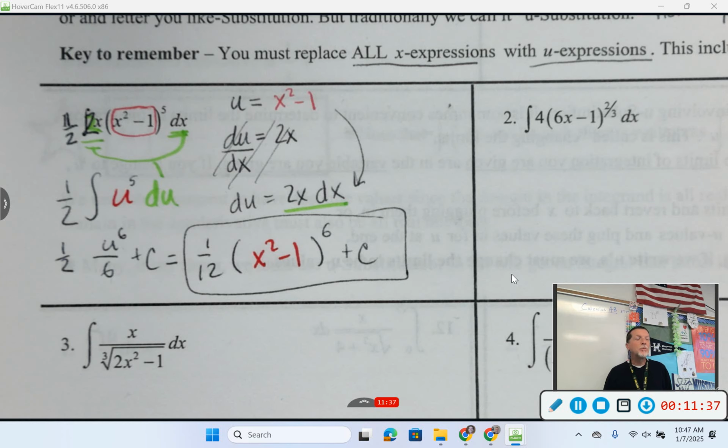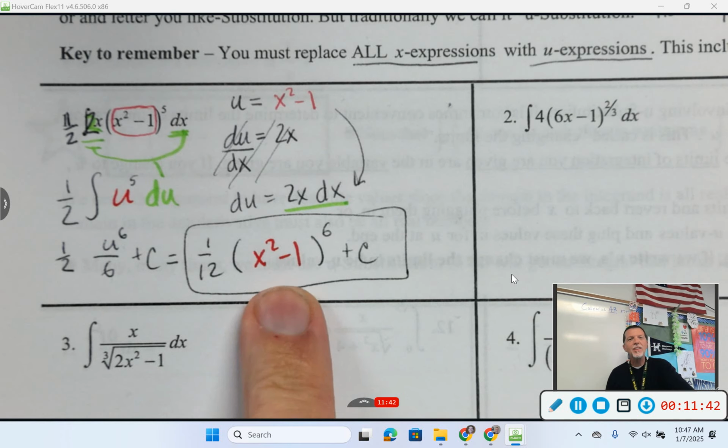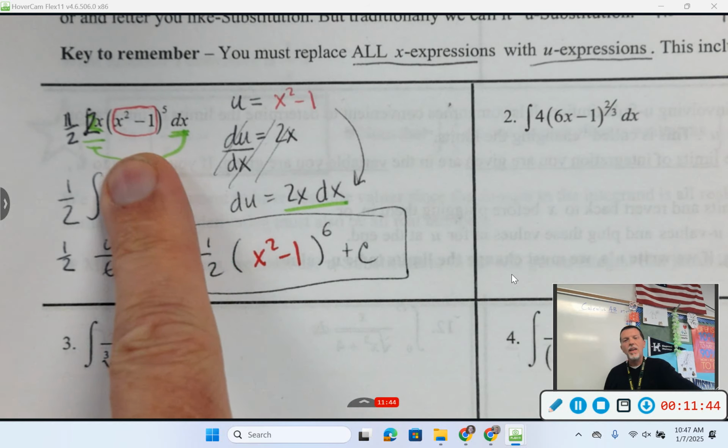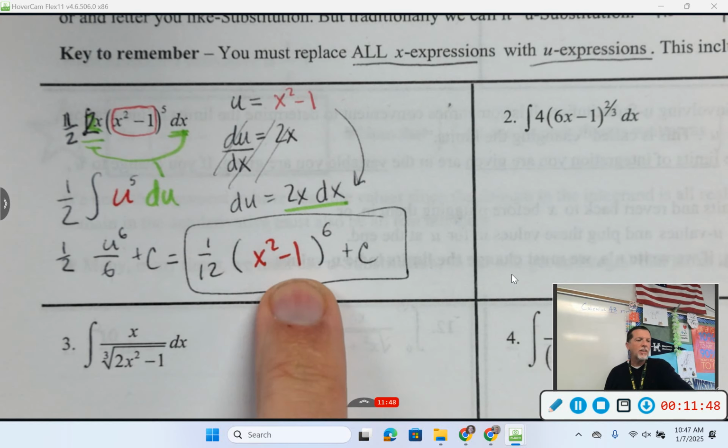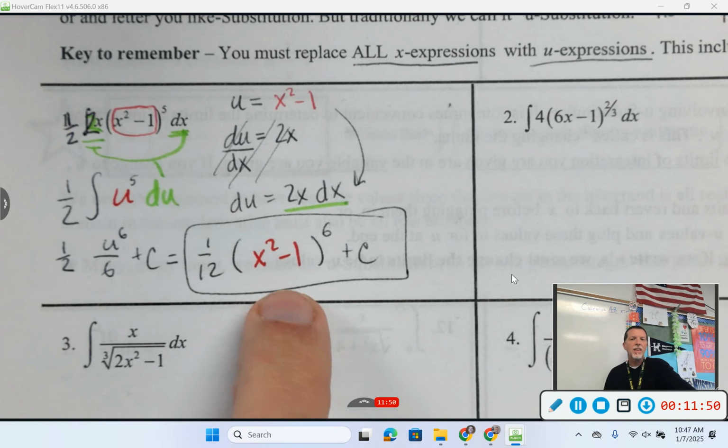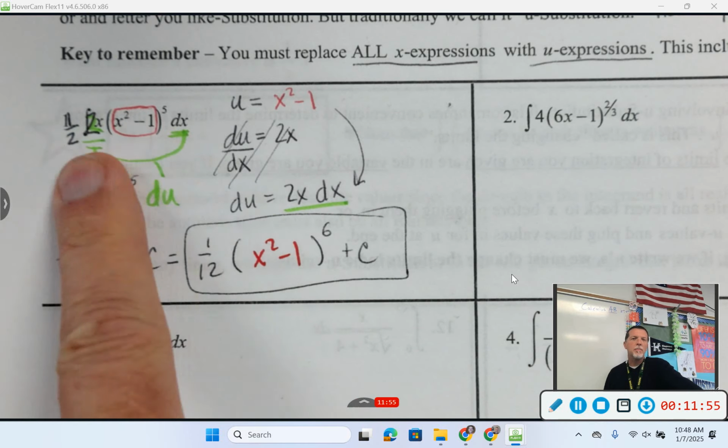Now, not that anyone would, but if you wanted to check that, you would take the derivative of this thing, and you should get back to where we started. And I think you can kind of see that. You'd bring the 6 down front, then you'd have x squared minus 1 to the 5th, and then you'd multiply, chain rule, by 2x, and you'd get right back where we started.